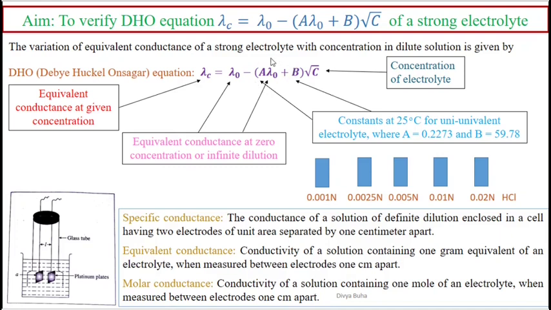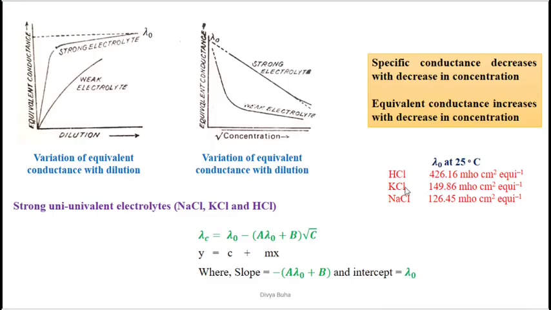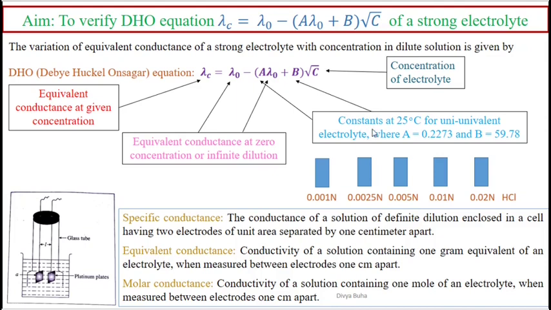So now if you consider this part, then over here these two values A and B are the constant values at 25 degrees Celsius for a univalent electrolyte. These values are, for A it is 0.2273 and B would be 59.78. So for any of the univalent electrolytes, that is for HCl, KCl, NaCl, A and B would be constant at 25 degrees Celsius, and the values would be these two. And again this lambda 0 is the same, that is equivalent conductance at zero concentration or infinite dilution. And this root C is the concentration of the electrolyte, right?